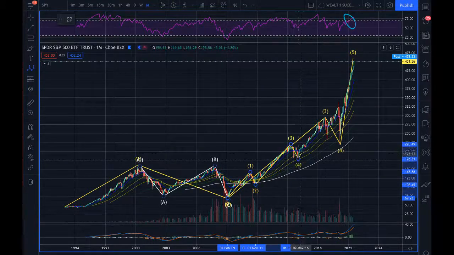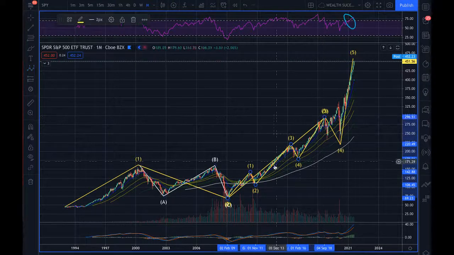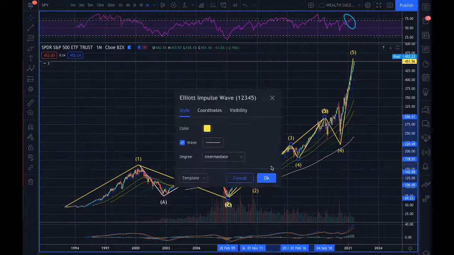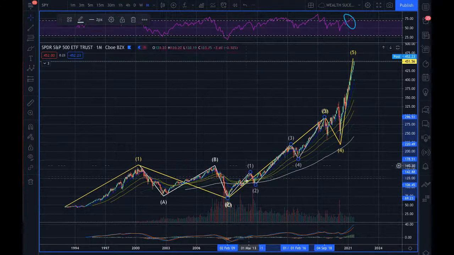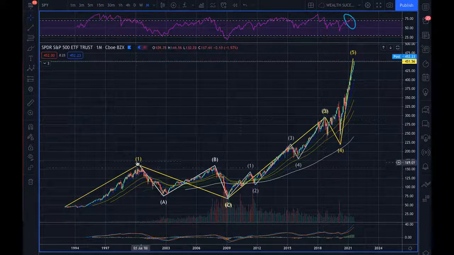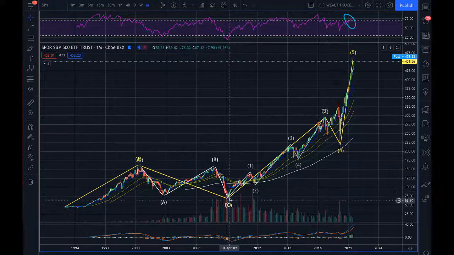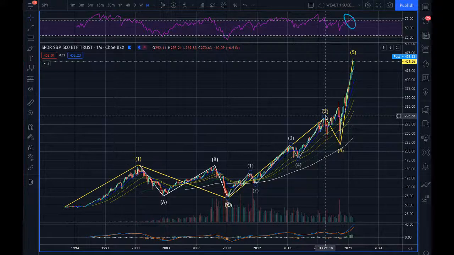1, 2, 3, 4, 5 is the interior waves of this wave 3. So do you see this ABC are the subwaves of the wave 2, and that these 1, 2, 3, 4, 5 are the subwaves of the wave 3? Does that make sense?